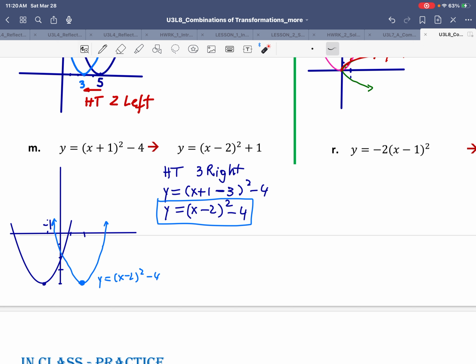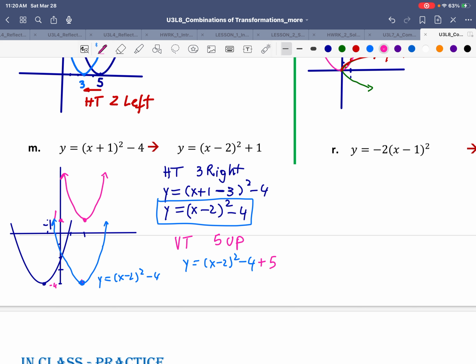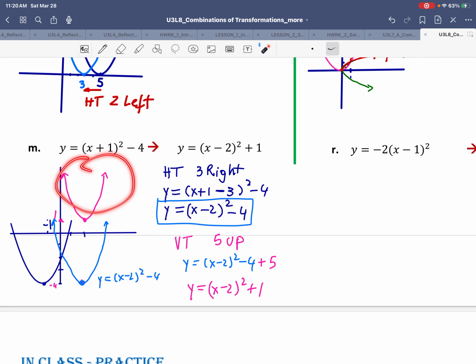Now, we want to go 1 unit up, the vertex has to have the y value at 1, which means that if we want the vertex to go at 1, then from negative 4, now we have to go 5 units higher, which means that it's a vertical translation of 5 up. So what that means is that the function y equals x minus 2 squared minus 4, you need to add a 5 to the end of it, and that will create y equals x minus 2 squared plus 1, which is the desired parabola, and that's where it is right here.